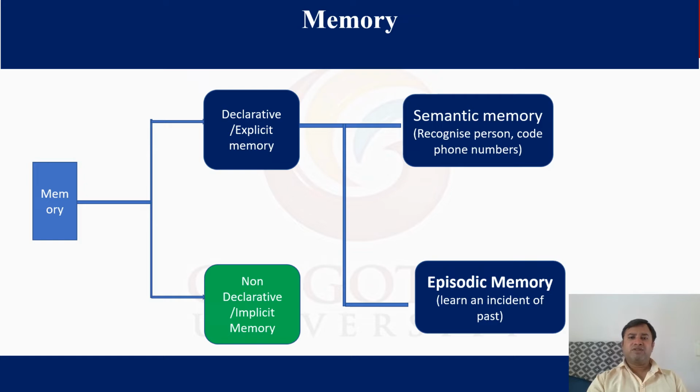Semantic memory includes recognizing the person, place, code, phone numbers. So these are included in semantic memory. While if you talk about episodic memory, we have to learn an incident of the past. That means past incidents are included in episodic memory.